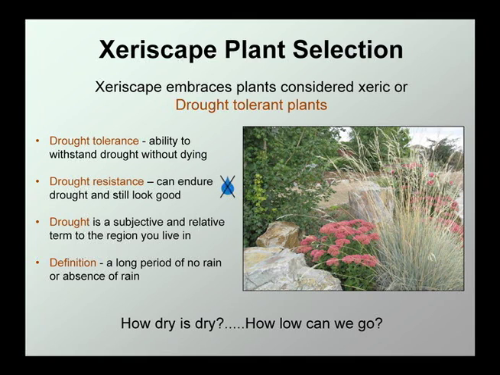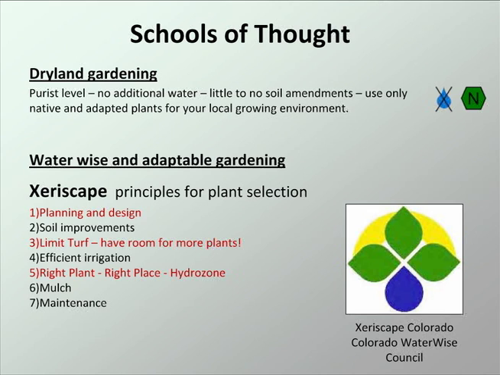Drought is subjective, and it's a relative term to the area in which you live. And the actual definition for drought is a long period of no rain, or the absence of rain. Thankfully we're getting rain tonight. So how dry is dry, or how low can we go with our water? There's two different schools of thought.